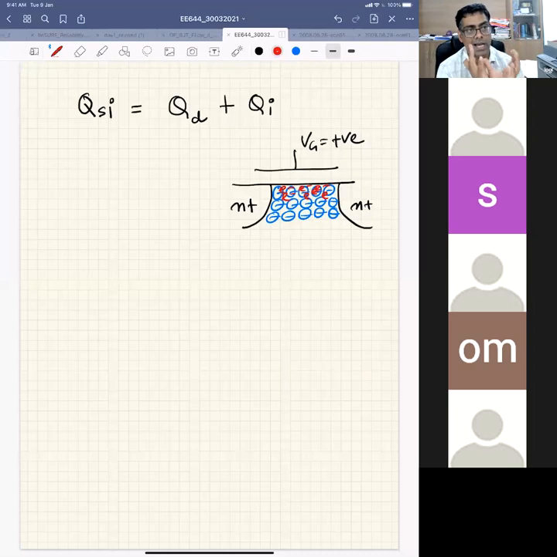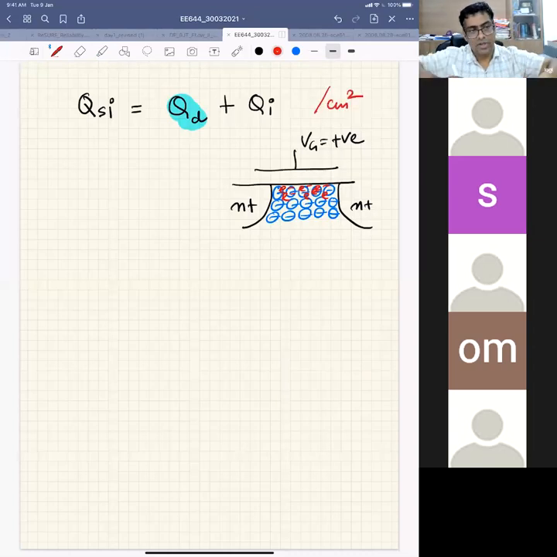So the total charge in the silicon is the depletion charge, which is the negatively charged acceptor ions, plus Qi. So please keep in mind, when you talk about charge in the silicon, we always talk about per centimeter square.